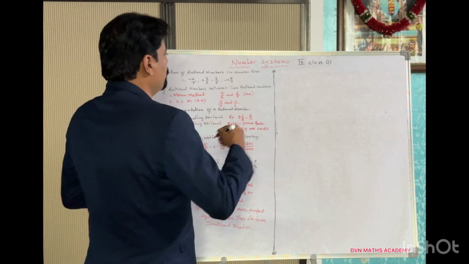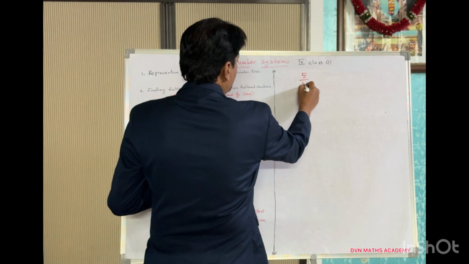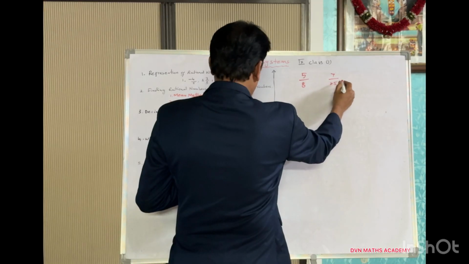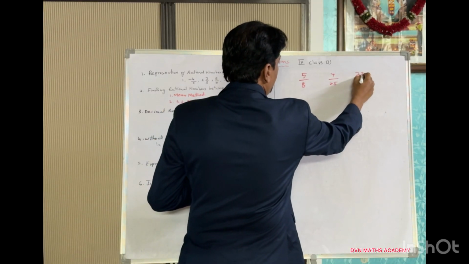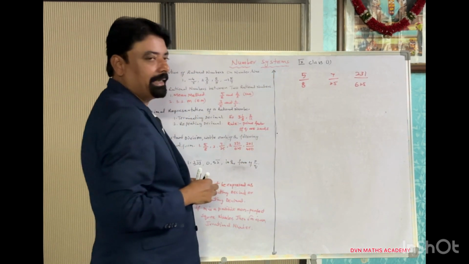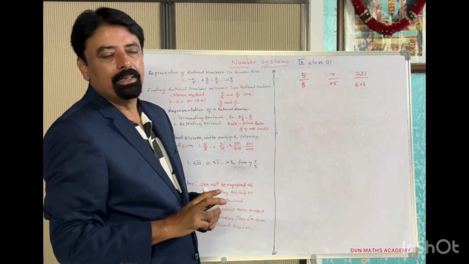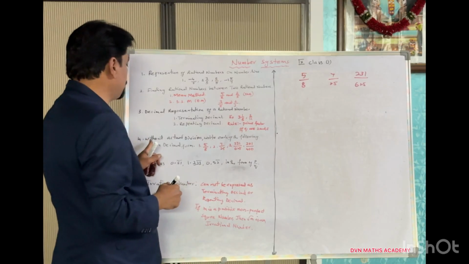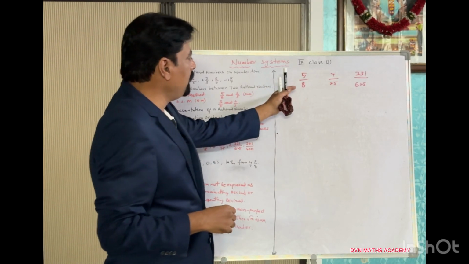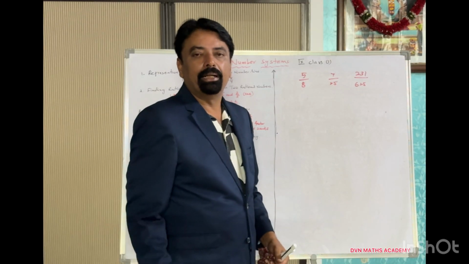So here my first question is 5 by 8. Another question is 7 by 25. And another question is, I will take a somewhat bigger number, by 620. You want to convert these rational numbers into decimals. Here my condition is without actual division. Without actual division you want to convert these rational numbers into decimals.